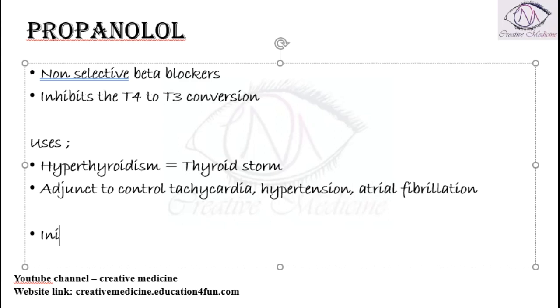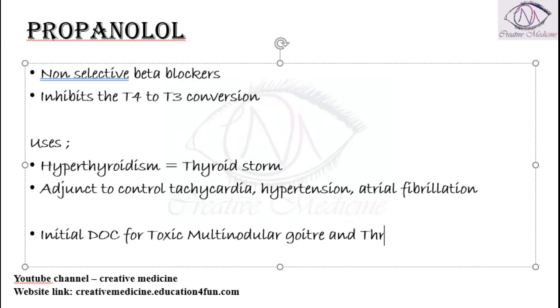Propranolol is an initial drug of choice for toxic multinodular goiter, and it is also a drug of choice for thyroid storm, along with propylthiouracil.